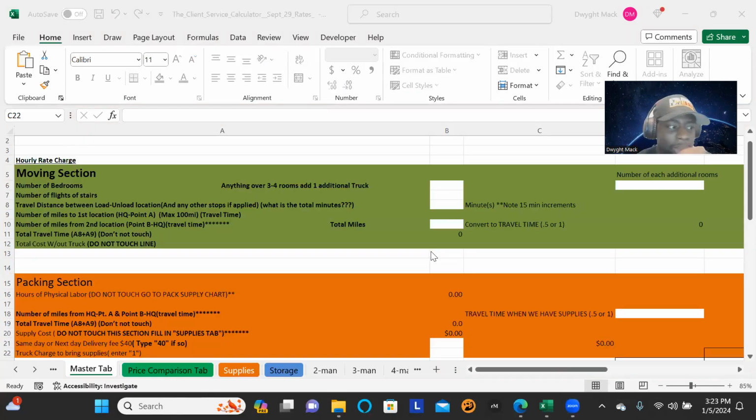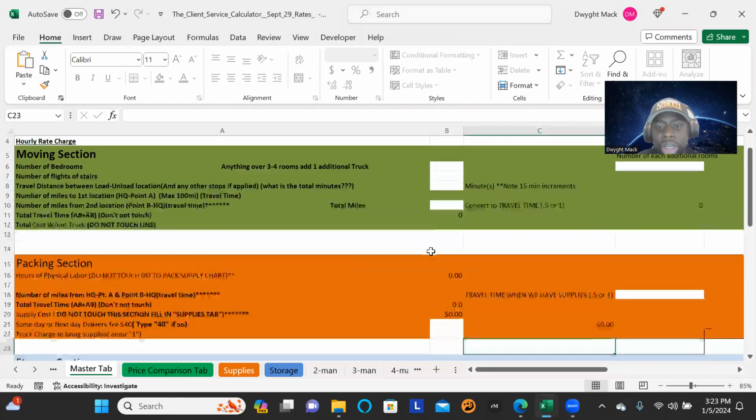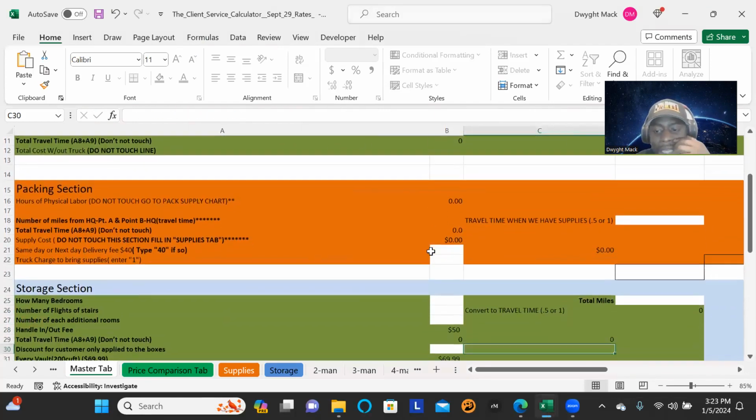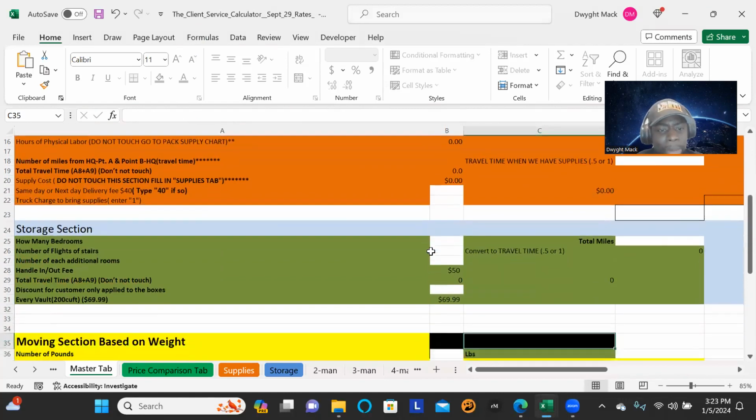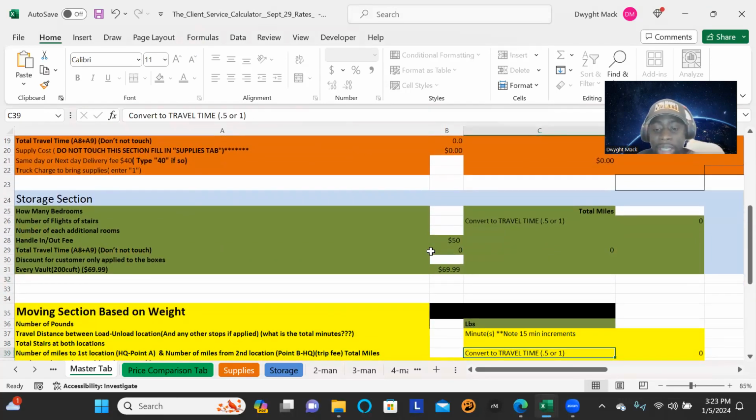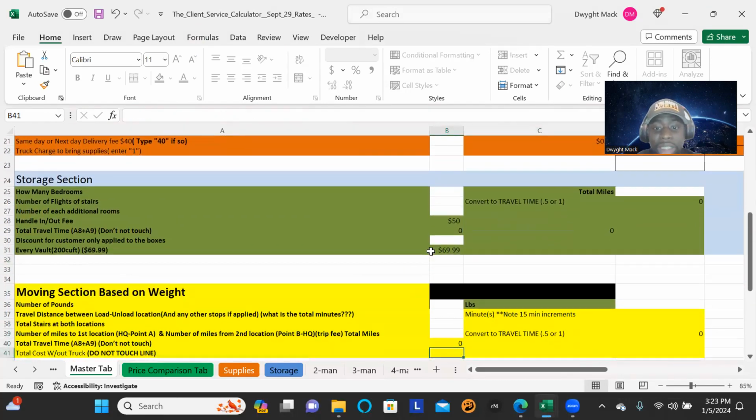So now that we're back, all right. Pretty much this is like a chart that I would have created, and my clients that are in the sales program have this chart readily available for them. So it's easier for them to quote their customers.